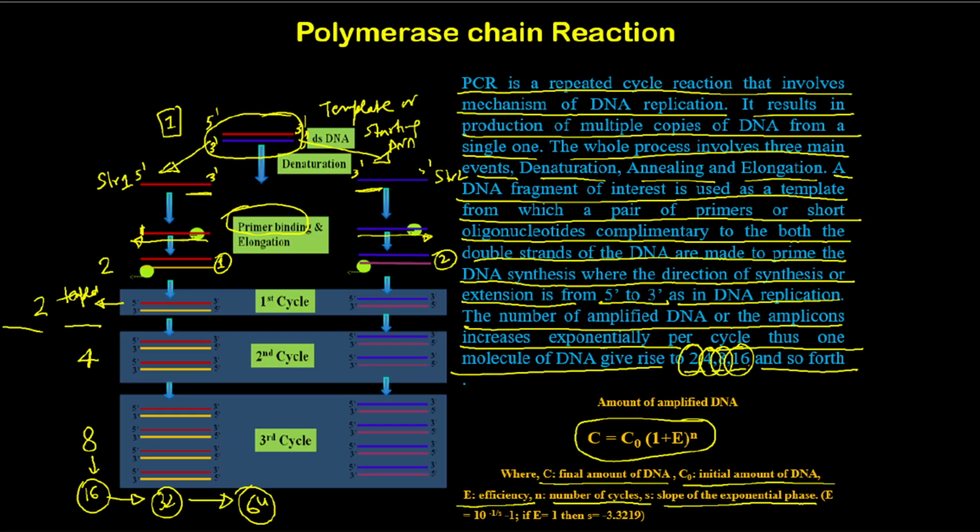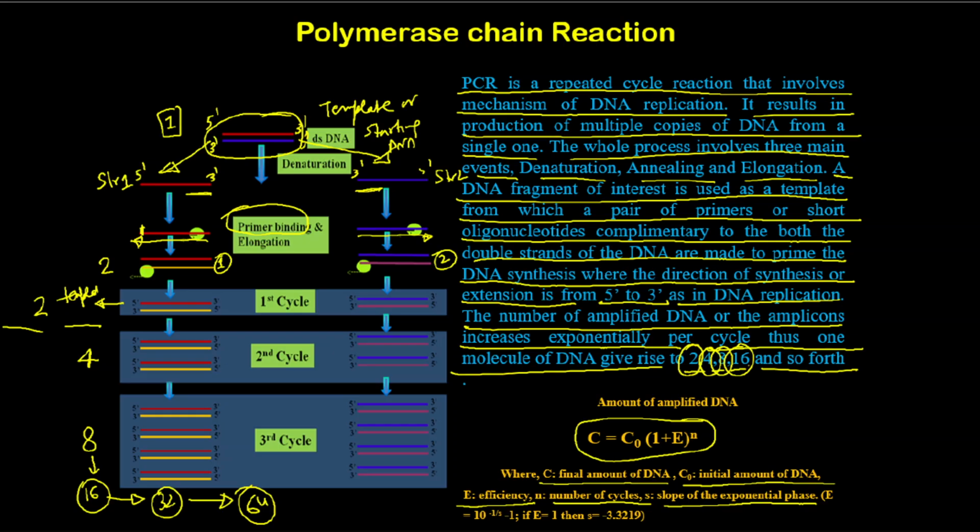So the number of amplified DNA, or the amplicons, increases exponentially per cycle. Thus, one molecule of DNA gives rise to 2, 4, 8, 16, and so forth, depending upon the cycles that are going on. So according to that it will give rise to the final product that we get after amplification after a certain number of cycles.